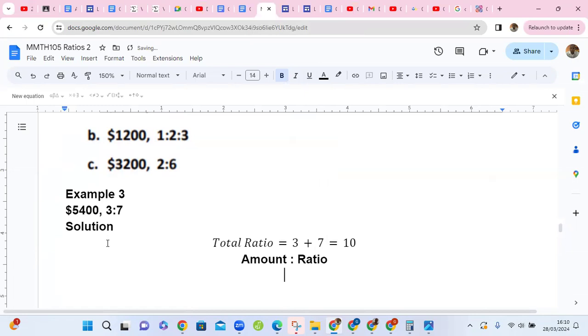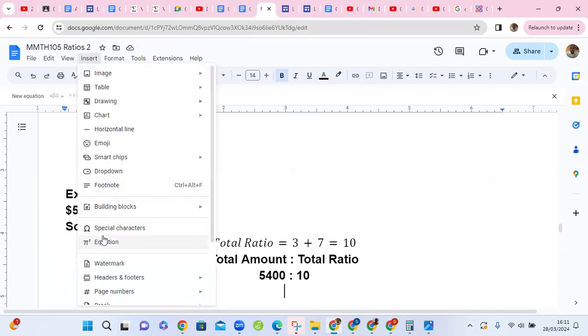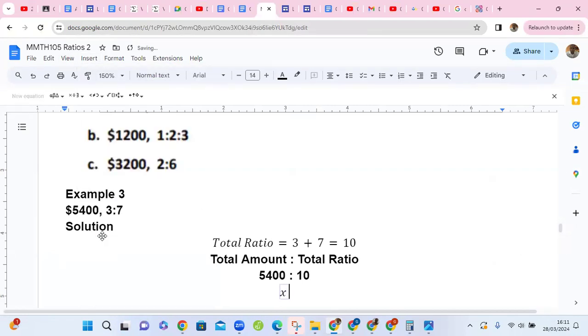The amount we've got is 5,400. And that's the total amount. So we can call that total amount to total ratio. That's important. So total amount is 5,400 and the total ratio is 10. Okay. Now what we have now is part of a ratio. Let's say 3, and we want to find an amount for 3. So X would be the amount, and we have a part of a ratio of 3.